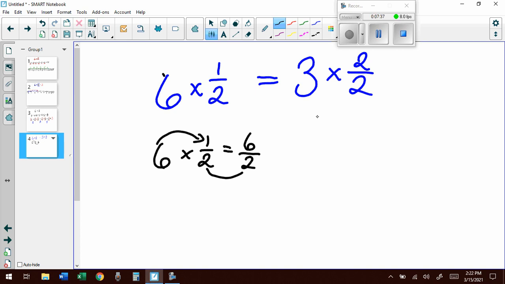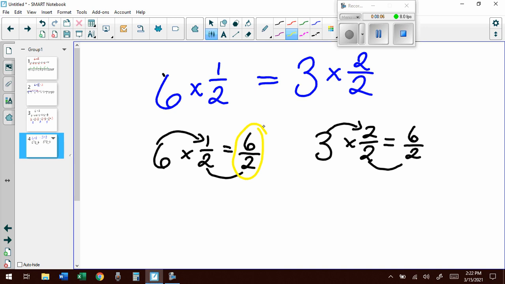Good. Now over here we have our whole number times a fraction. Take your whole number times your numerator. 3 times 2 equals 6. And keep your denominator the same. So 6 times 1 half, is it greater than, less than, or equal to 3 times 2 halves? Here we show that they are equivalent.